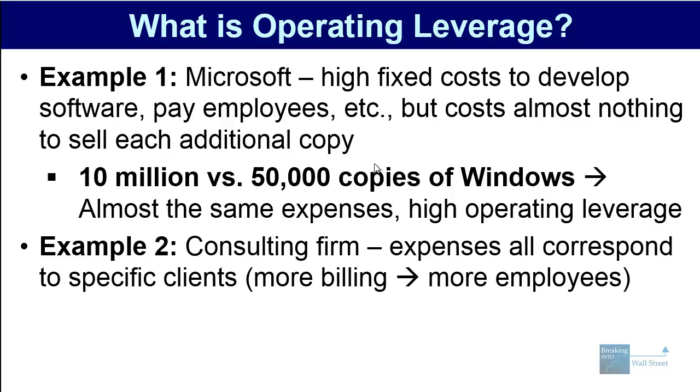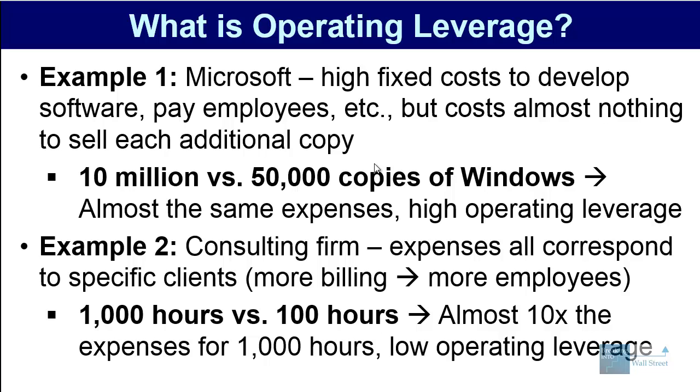On the other hand, let's say that we have a consulting firm or a services firm where all the expenses correspond to specific clients. So as they bill more and as they win more clients, they also need to hire more employees to consult for them. And the way it usually works is that they charge the clients an hourly rate and then they pay the employees an hourly rate. So in this case, if they bill clients for 1,000 hours versus 100 hours, they're probably going to have almost 10 times the expenses for the 1,000-hour case. And this is what we mean by low operating leverage.